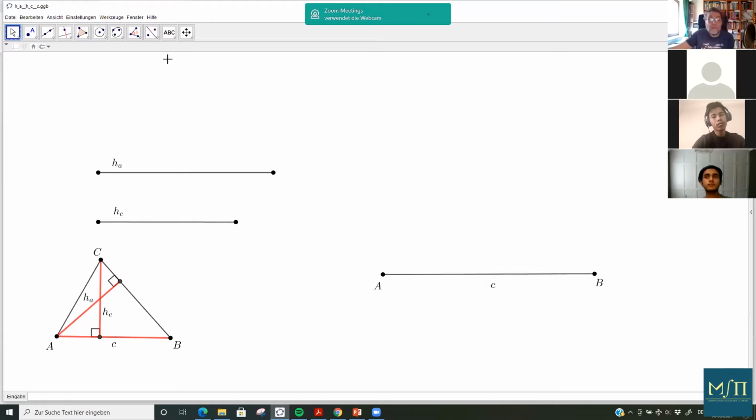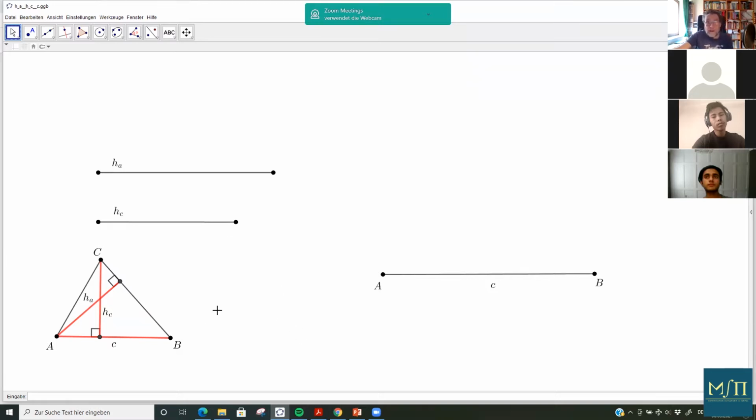Now, we need a next step. We have assumed that we know where the vertices A and B of the triangle are. In order to finish our construction, we have to find out where the vertex C is. We don't really know that yet, but we do know something about C. We know that the perpendicular distance of C to the line that contains the two points A and B is equal to this given distance HC.